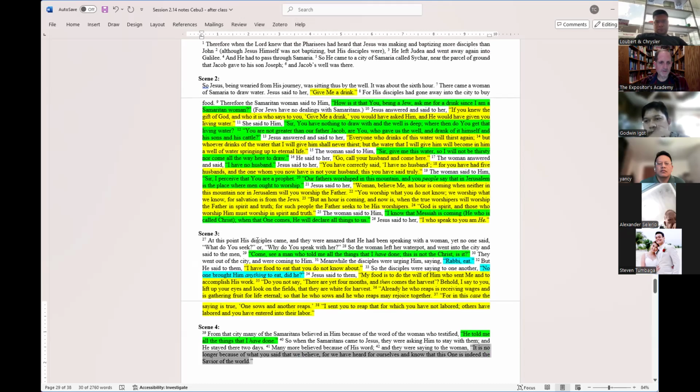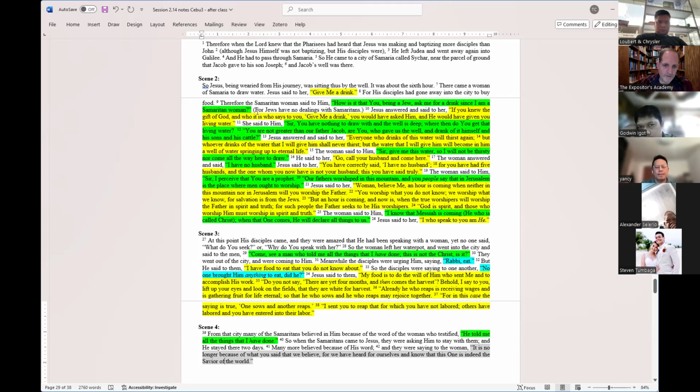But notice as you look at the story as a whole, we see the narrator comments are more at the beginning of each scene. They're mostly at the beginning of each scene. And notice the yellow is Jesus, who has a lot of dialogue. But notice the Samaritan woman has quite a bit of dialogue as well. The disciples have very little, as do the Samaritans in the village.